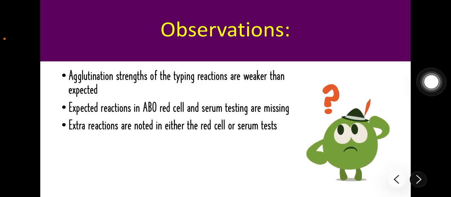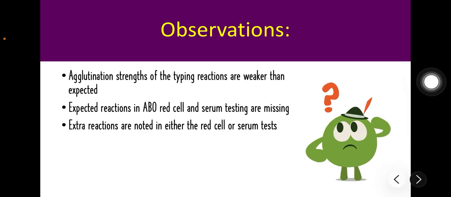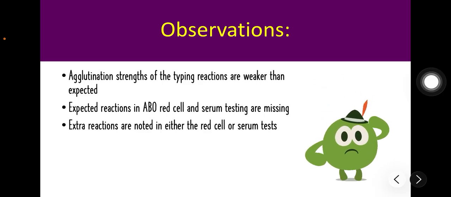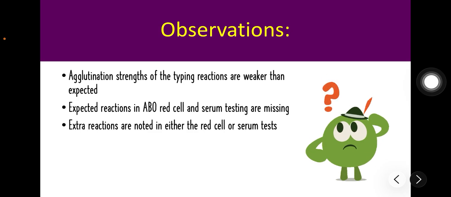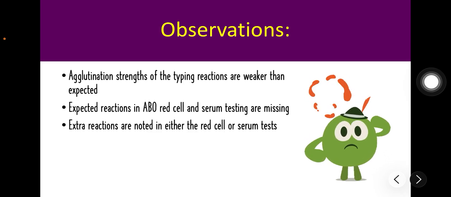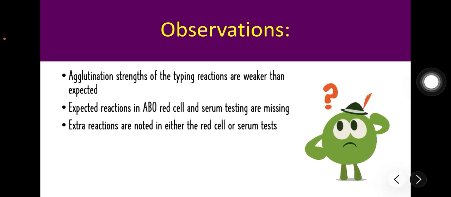So, extra reactions in the reverse grouping, such as in Group 3 and Group 4. This occurs when the patient's serum clumps the reagent cells that should be compatible, suggesting an extra antibody is present. This could be due to rouleaux, in which high protein levels seen in multiple myeloma cause red cells to stack like stacked coins.